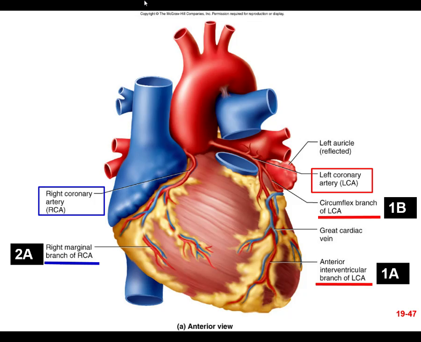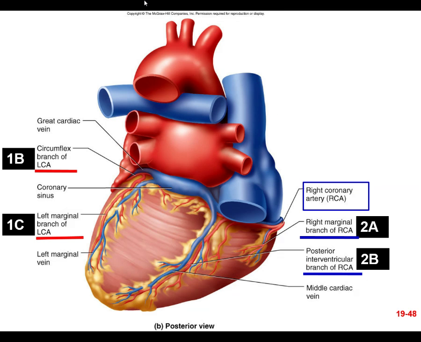Also, the left has more actual muscle and does more work. Even though they both have blood flow going through them, you know that the left side of the heart does more work. The left side ends up having to do the most work. It also has longer branches and more branches, right? From the two main branches, it branches off even more.